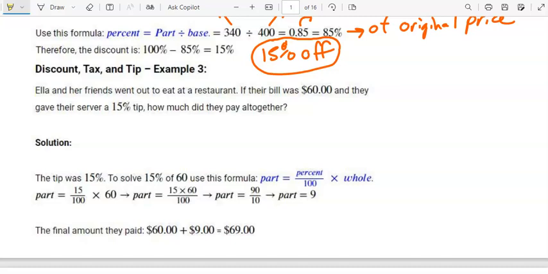Discount, tax, and tip example 3. Ella and her friends went out to eat at a restaurant. If their bill was $60 and they gave their server a 15% tip, how much did they pay altogether? We know that it would have to be more than $60 because they gave more for the tip. The tip was 15%. To find 15% of 60, you would use this formula. The part equals the percent over 100 times the whole.